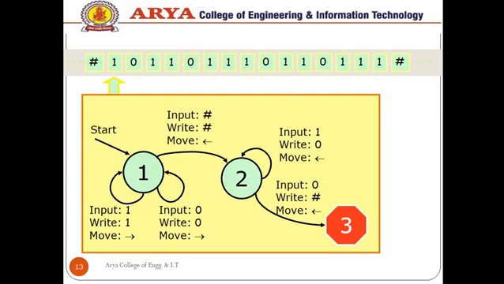In this, 1 and 2 are the states. At the first state, which is the starting state, the input value is 1, replaced by 1, and we move in the right direction. That is represented by the arrow, left or right arrow. And when it reads the input 0, it writes the value 0 and moves right. We can represent the same by this diagram.